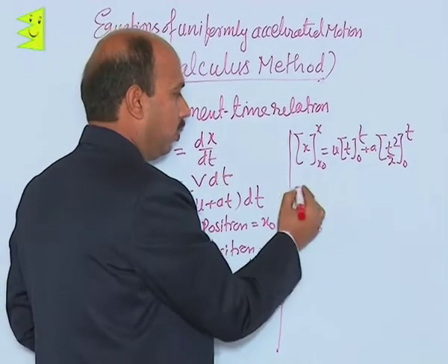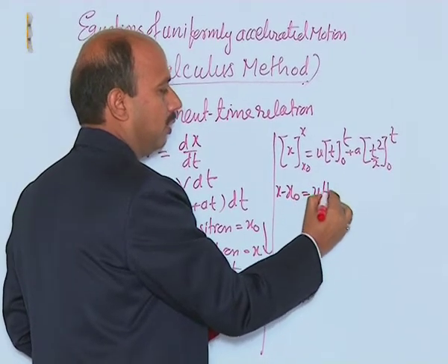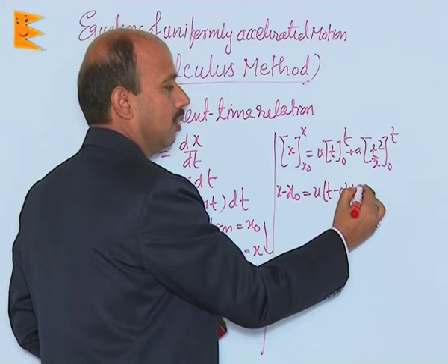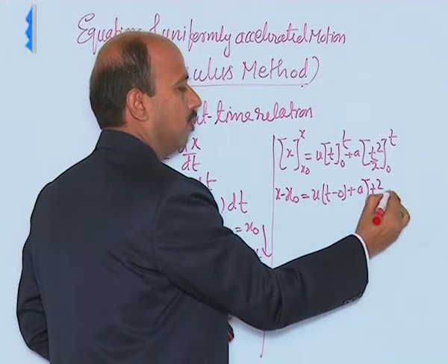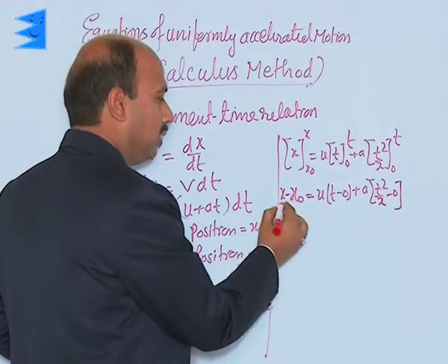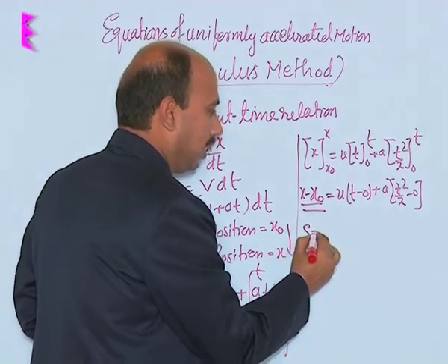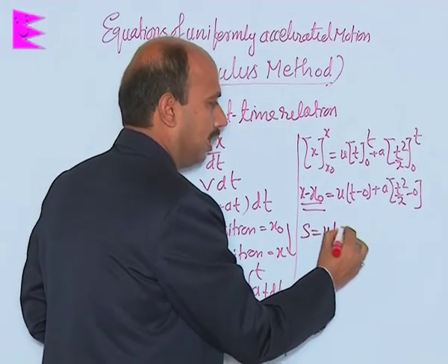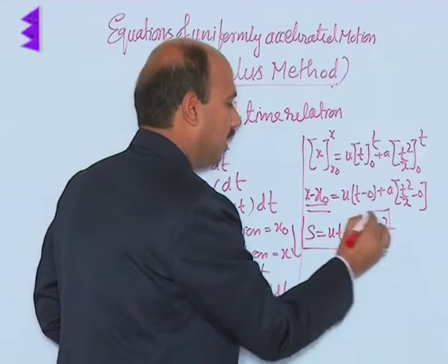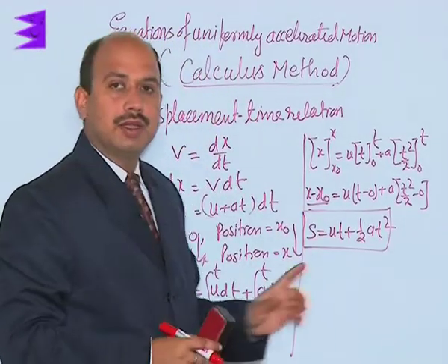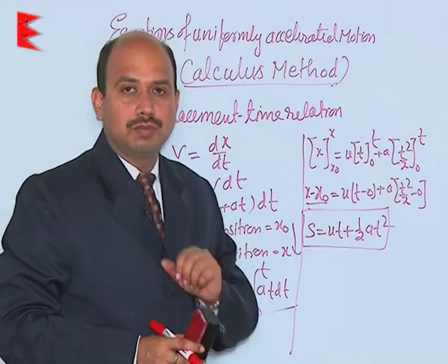Now, here we can write x minus x naught is equal to u into t minus 0 plus a into t square by 2 minus 0. So, this we can write as a displacement S. So, we can write S is equal to ut plus half at square. This is the relation between displacement and time, but when acceleration is uniform.